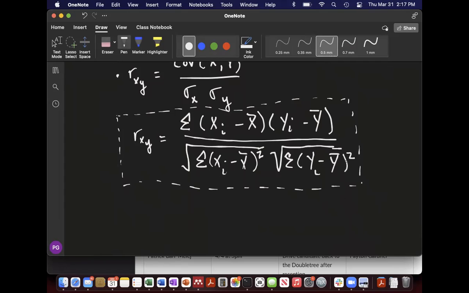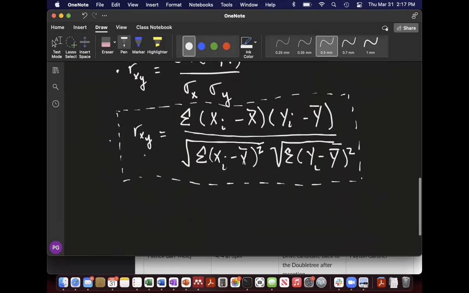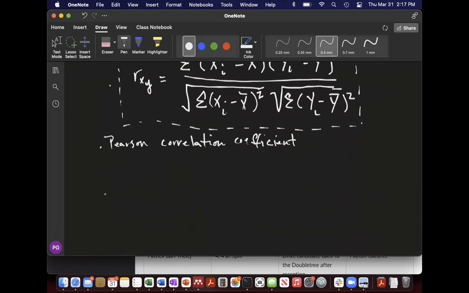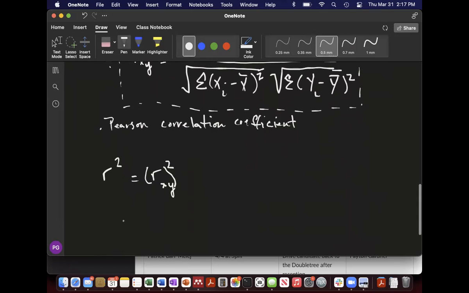So this is the correlation coefficient. You'll also hear this called the Pearson correlation coefficient. And one of the nice things about the correlation coefficient is there's another value that we report a lot. This is called R squared, and this is really just equal to the Pearson correlation coefficient squared. R squared gives us a measure of the amount of the variance in the data explained by this linear relationship.